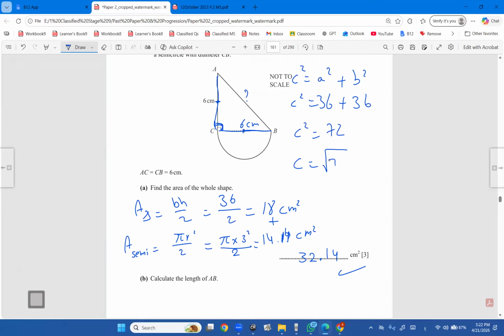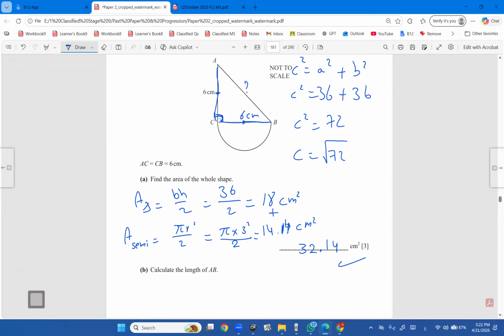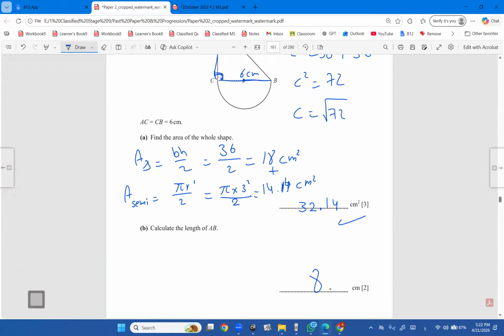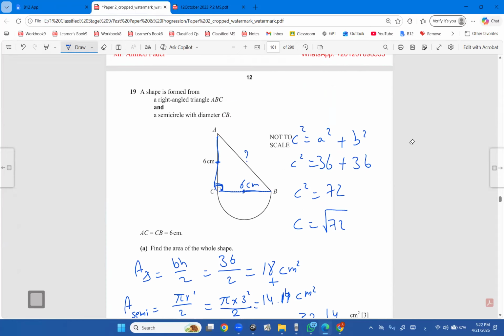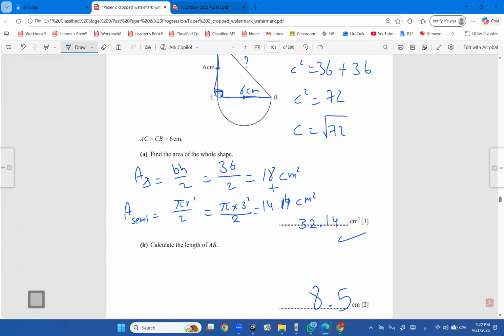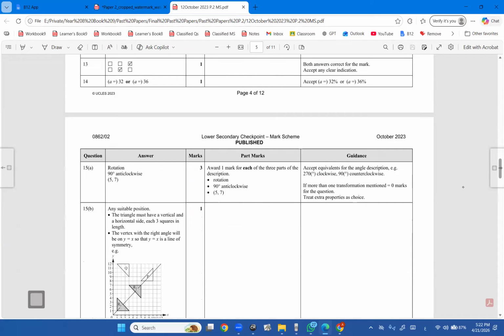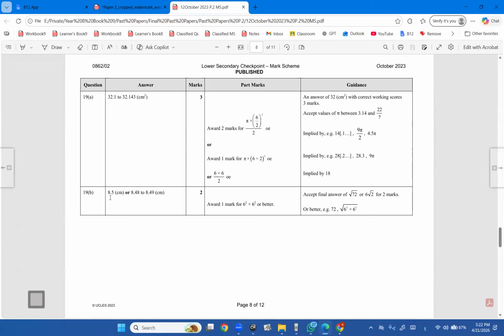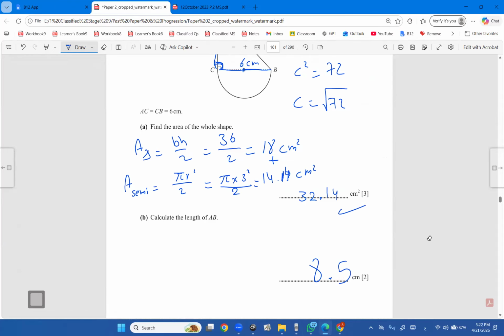C is the root of 72, right? So you're going to get your calculator and do this. Root of 72 equals 8.5, rounding it to 1 decimal place. Even if you go to the mark scheme and check this, you're going to find that this is question 19. You're going to find them telling you 8.5 centimeters or 8.48 to 8.49, anything is accepted. So 8.5 centimeters is accepted.